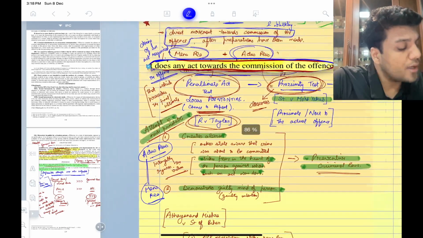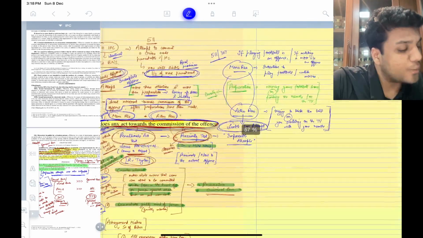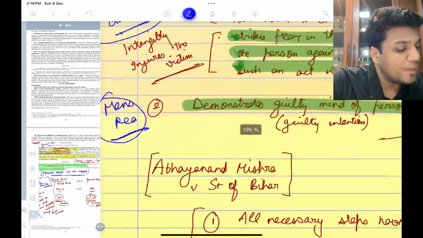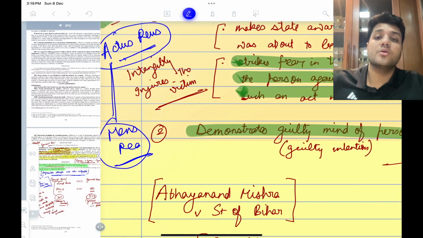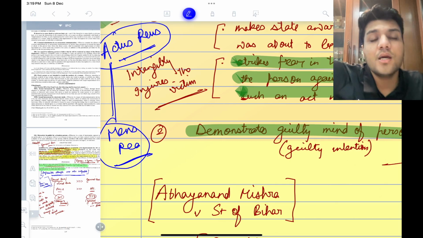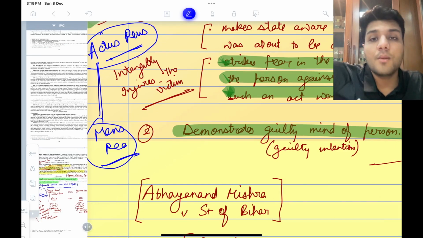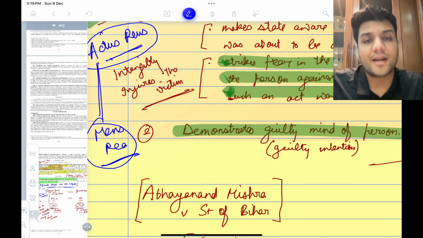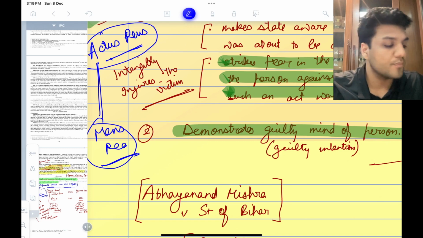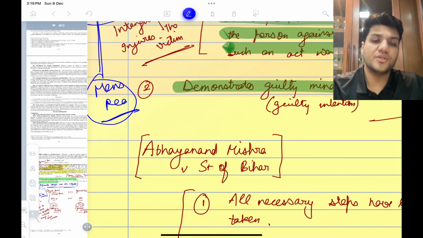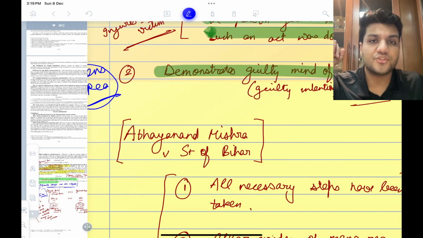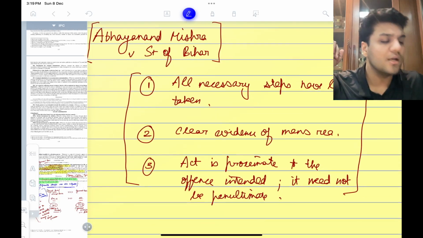Now let us look at what are the things that the court looks at when it's deciding whether or not attempt has been made out, and what are the things that you should also include within your answer when you're answering on the aspect of attempt being made out, or answering a practical question involving the question of attempt. So in the landmark case of Abhay Mishra versus State of Bihar, the three important factors that are required to be proved in order to constitute attempt have been mentioned. And these three important factors are the following.